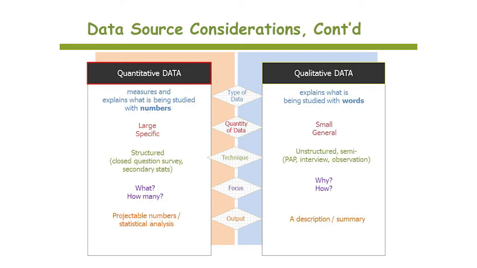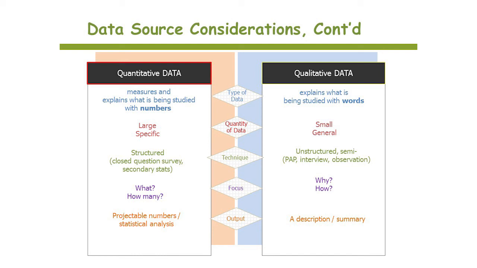Data is also categorized into quantitative and qualitative data. So quantitative research gathers data in a numerical form, while qualitative research gathers information that is not in numerical form. So it's descriptive, it uses words. Quantitative data usually requires a large sample size, and the data is very specific and focused, while qualitative data usually has a much smaller sample, and the information is more general.